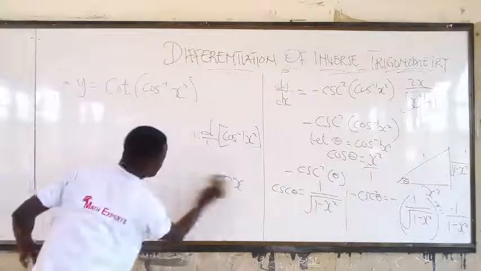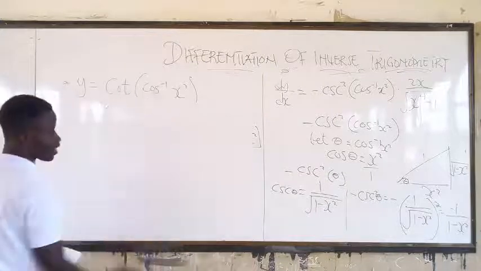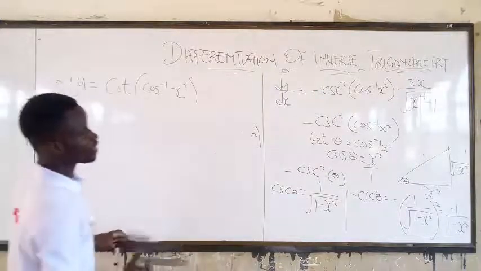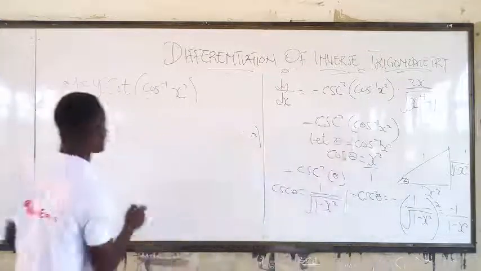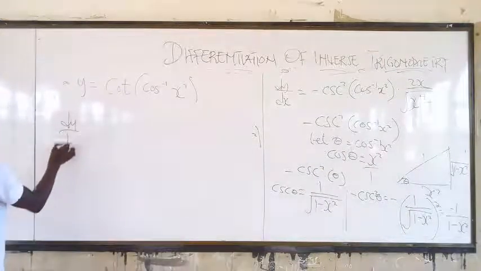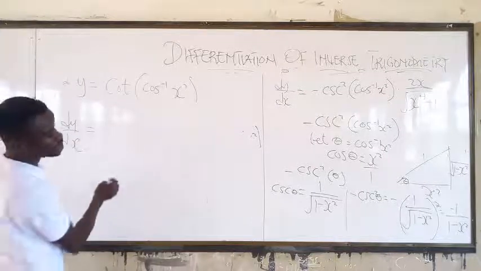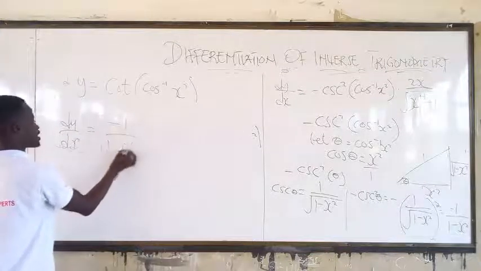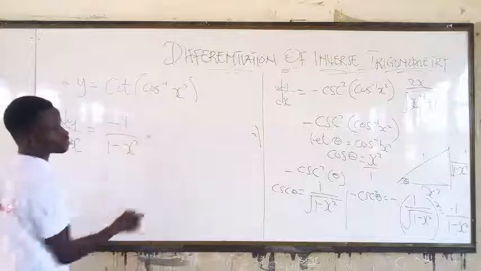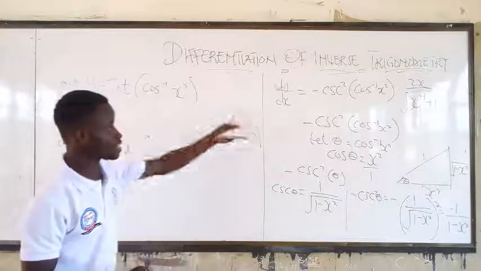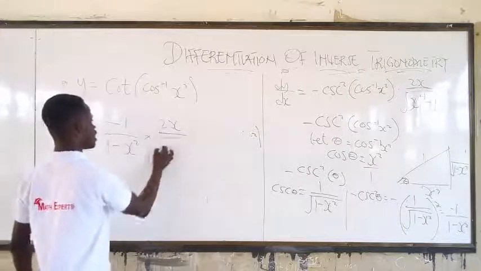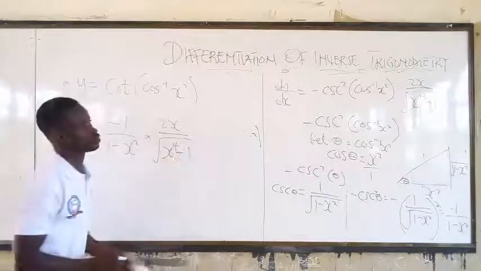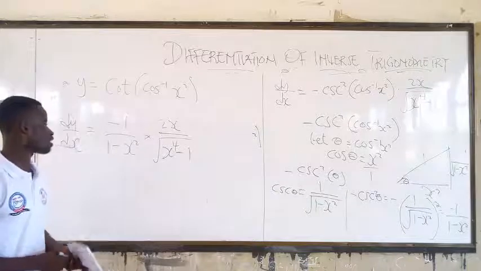So now we know that everything here is this. So now dy/ds is going to be negative 1 over 1 minus s squared times 2s over s to the power 4 minus 1. I hope you can see that. Alright.